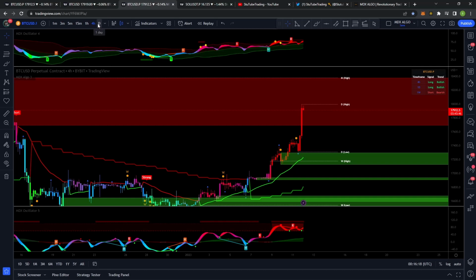Yeah, it was Whale Alert. 250 million USDC transferred to Coinbase. They did that several times.